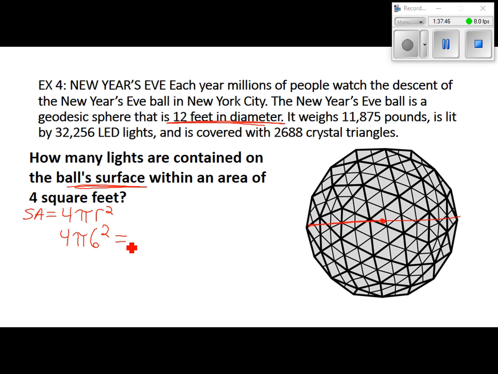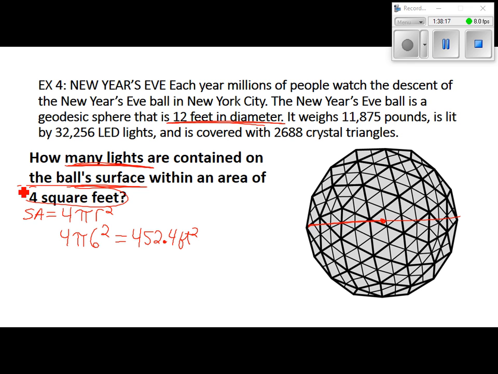So when I type it in my calculator, 4 times pi times 6 squared, I end up with 452.4 feet squared. So that's the total surface area of the ball. Well, we don't want the total surface area of the ball. They want to know how many lights there are in 4 square feet. Well, we don't have 4 square feet. We have 452.4 square feet.